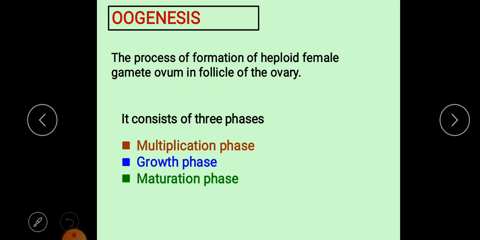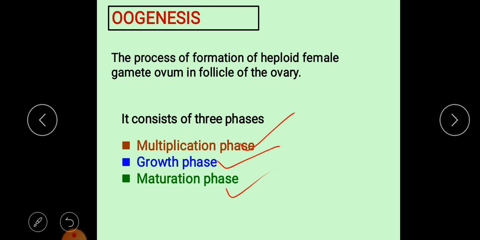So what is oogenesis? We already got the definition of oogenesis. Once again we'll recall the same definition: the process of formation of the haploid female gamete, the ovum, in the follicles of the ovary. Here it consists of three phases: one is the multiplication phase, another is the growth phase, and the last one is the maturation phase.